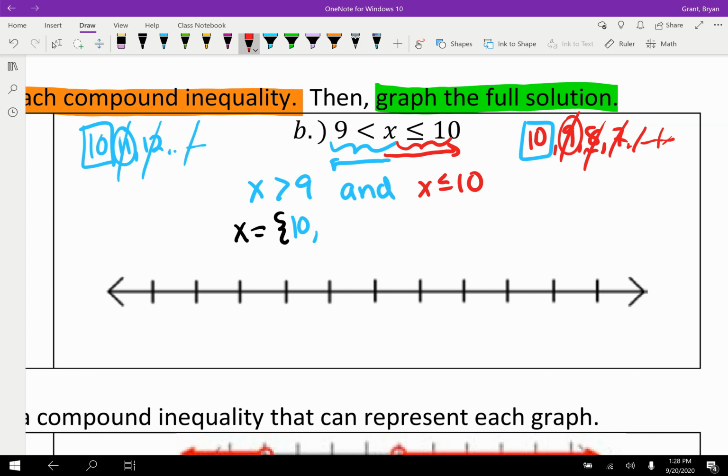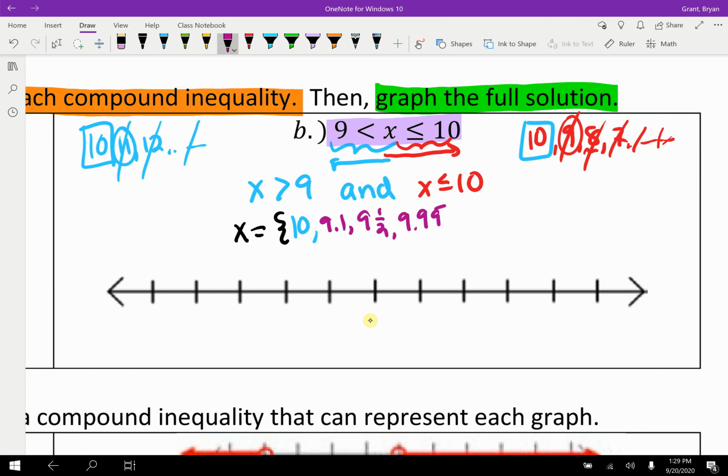Well, actually there's not. There are an infinite number of answers here, and it may help you to look just at the original problem again. It says x has to be between 9 and 10. Well, we already got 10, but aren't there other numbers between 9 and 10? Aren't there like 9.1, 9.5, right?